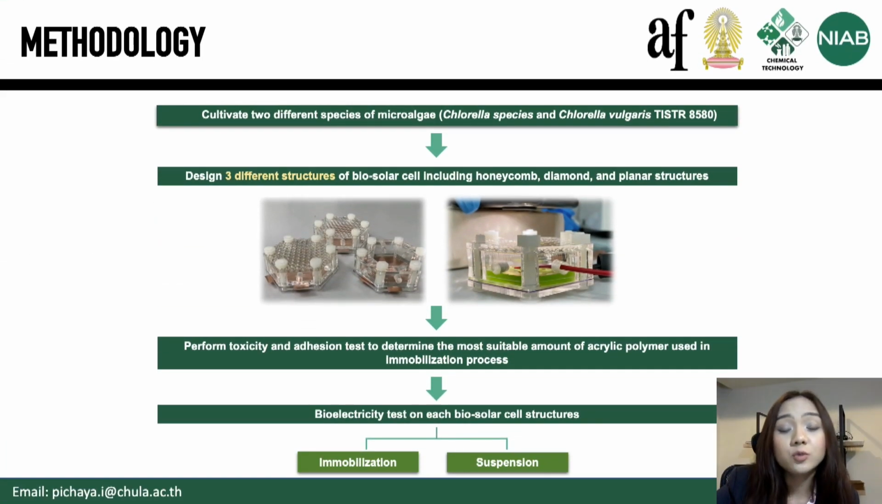For the methodology, we divide it into 4 main stages. The first one is the cultivation of microalgae strains. The first microalgae strain is Chlorella species, and the second is Chlorella vulgaris TISTR 8580. Then we designed the BPVs with 3 different structures. The first one is honeycomb structures, the second is diamond, and last but not least is the planar structure, which we treated as a control.